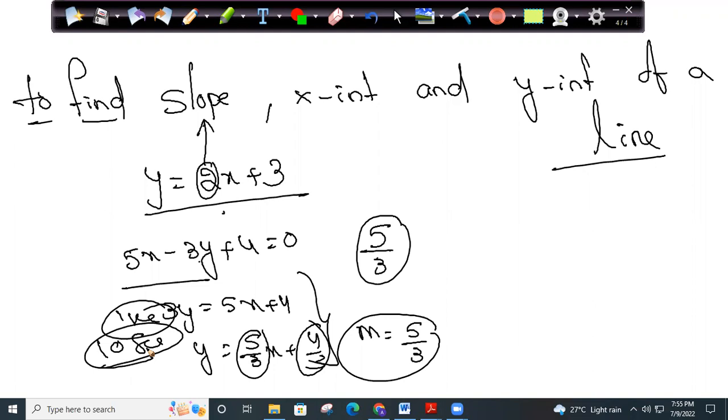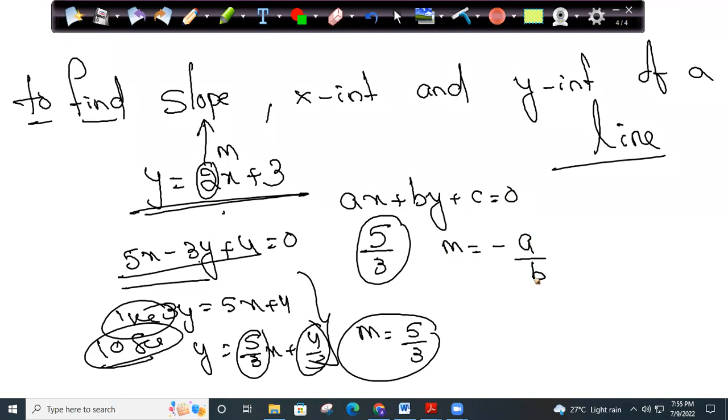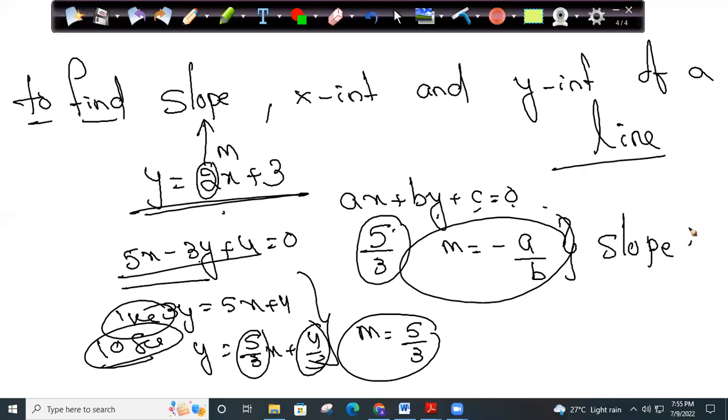So now, if they give the equation in this form, you'll identify this is the slope. But if they give the equation as ax plus by plus c equals 0, immediately the slope is given by minus a by b. If they give me an equation of the form ax plus by plus c equals 0, the slope of the line is given by minus a by b.